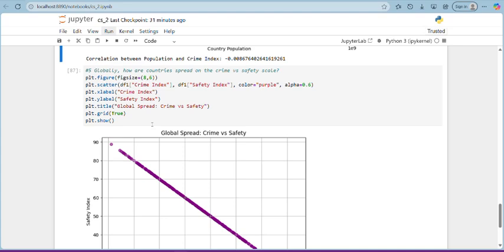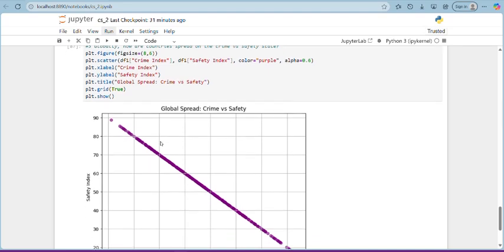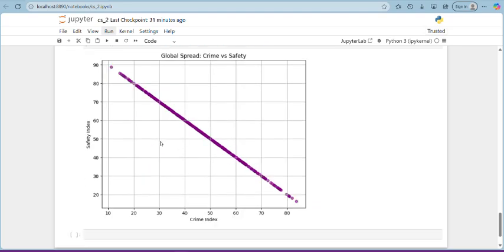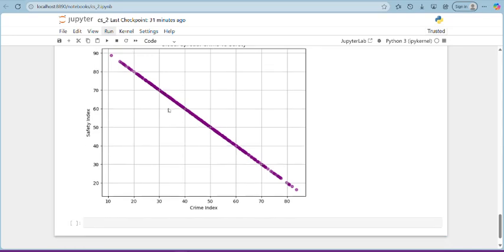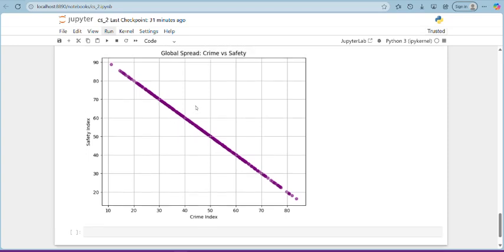Fifth question: globally, how are cities spread on the crime versus safety scale? This analysis examines how cities compare globally on crime versus safety. I plotted a scatter plot using city level data. Here the x-axis is crime index and the y-axis is safety index. Each point is a city. From the plot, we can immediately see patterns. Generally, cities with higher crime have lower safety.